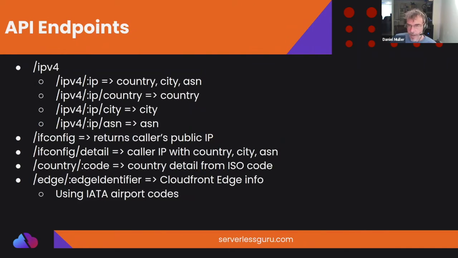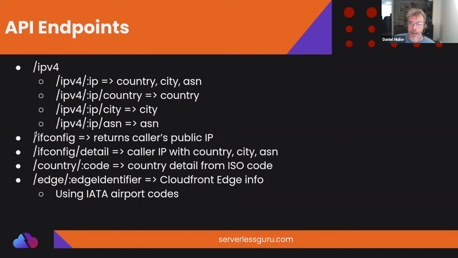So what kind of API endpoint are we able to build with that? First is everything related to IPv4. We have /IPv4 with just the IP address, which will give 3 databases back: country, city, and ASN. Then if you just want country, just city, or just ASN, by adding /country, /city, or /ASN, you just get this information. That allows you to load less data into your functions.